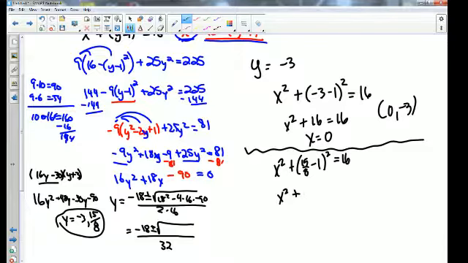What's 15 over 8 minus 8 over 8? It's 7 over 8. We do like fractions, so we're going to do fractions.